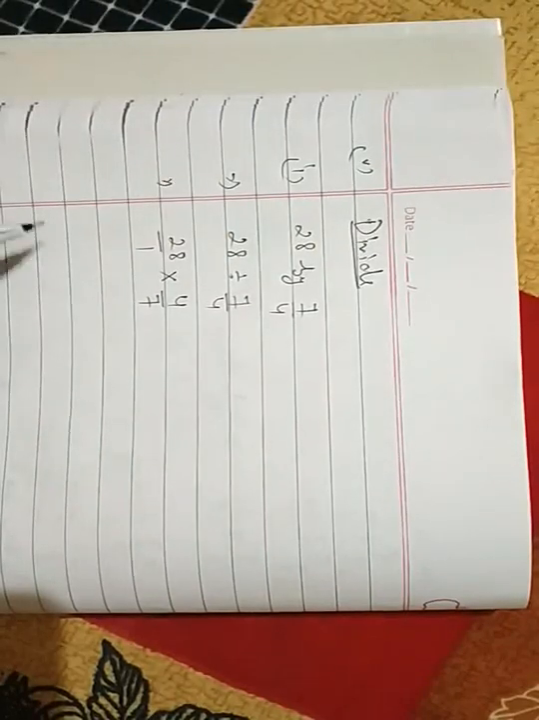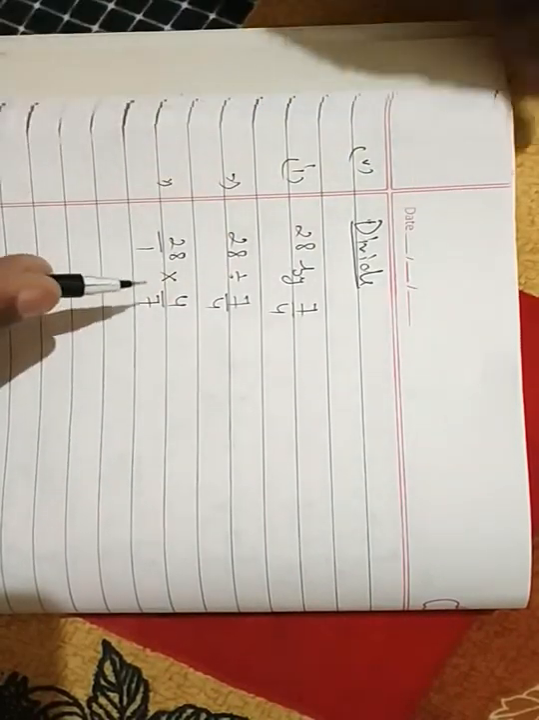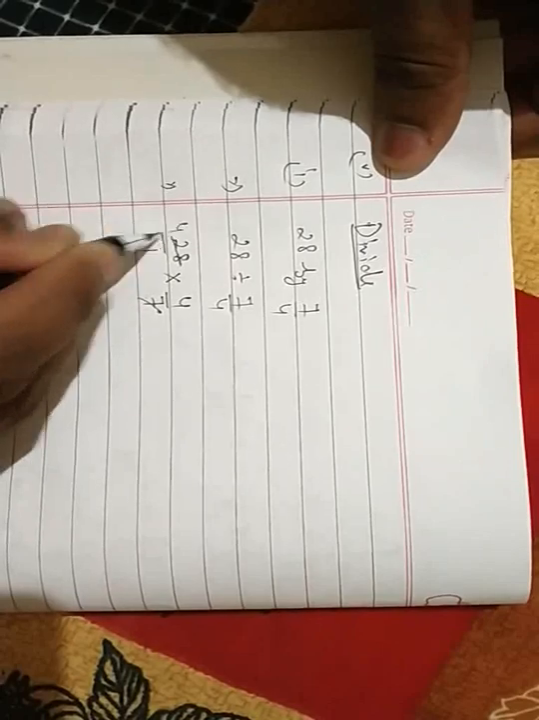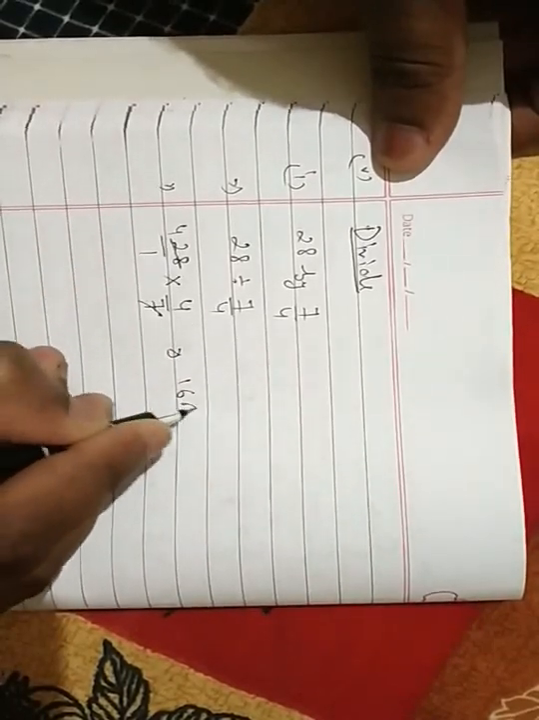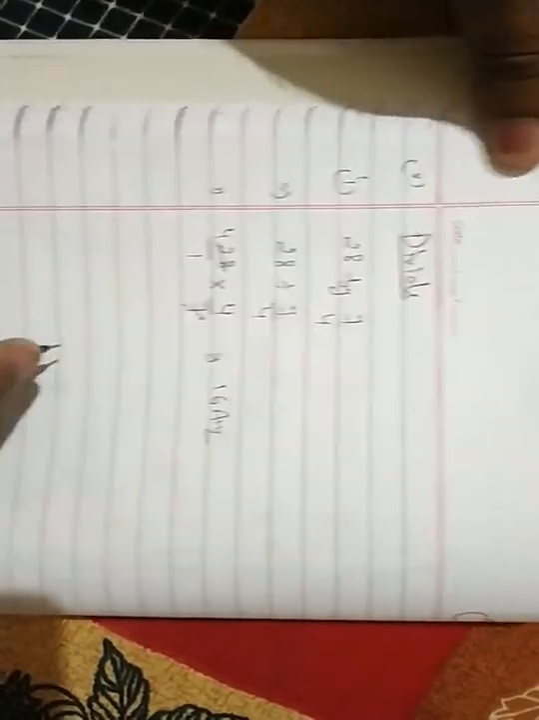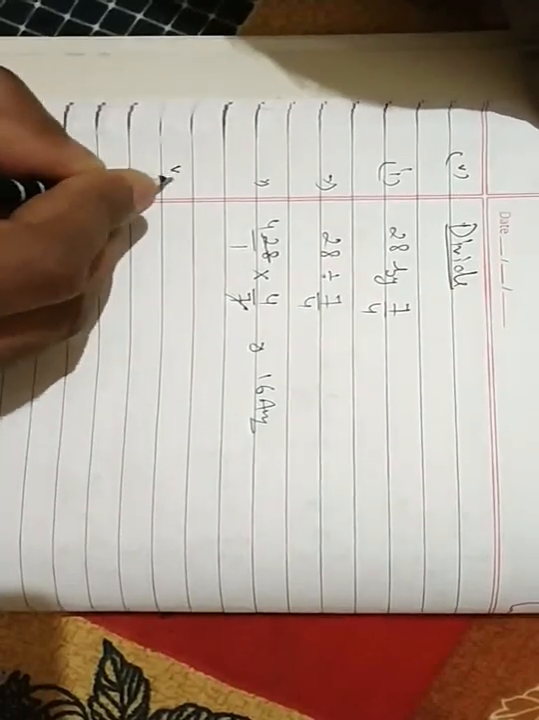Now we can see that 28 can be divided by 7. 7 4s are 28, so 4 times 4 is 16. This is the required answer. Let's take another example.